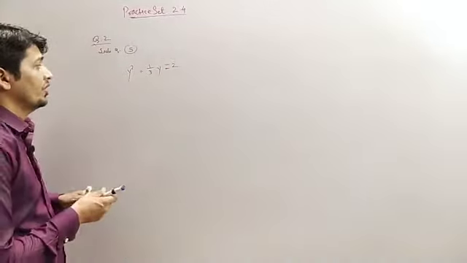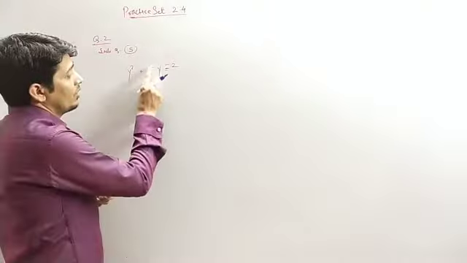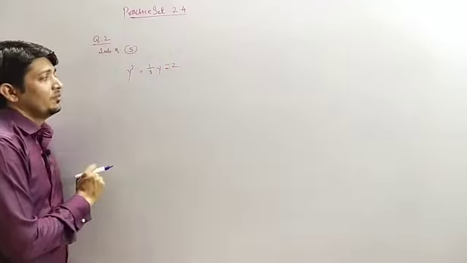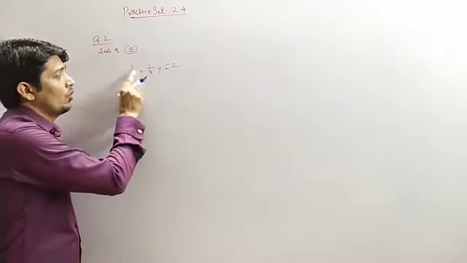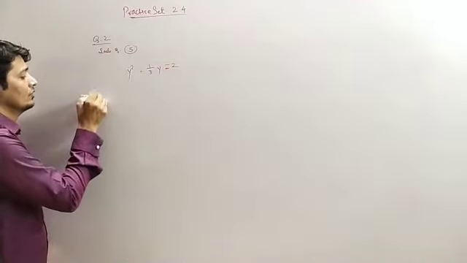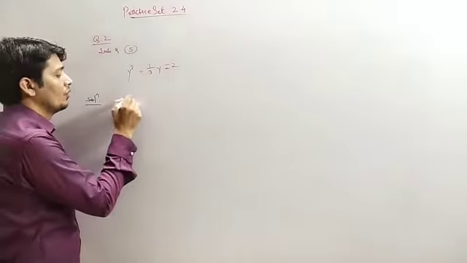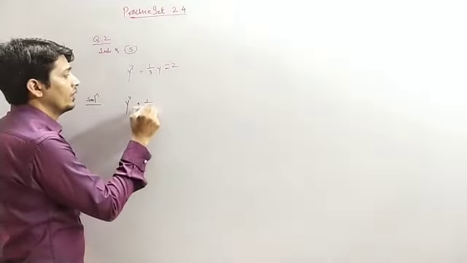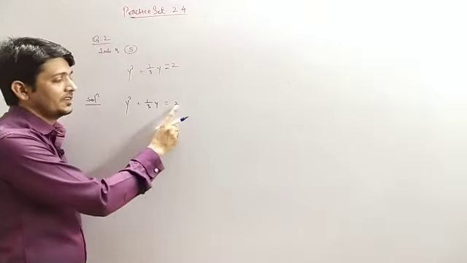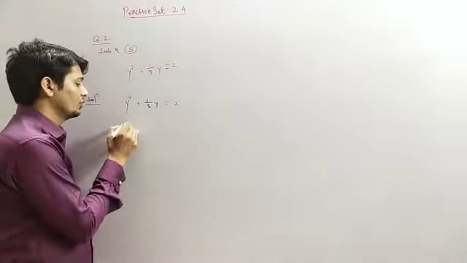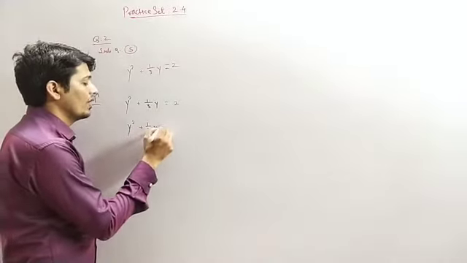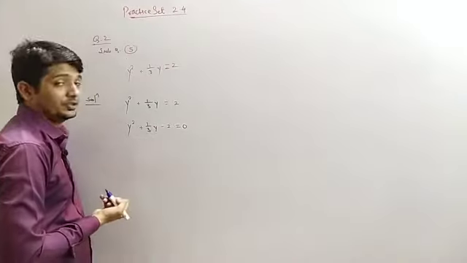So here 1 by 3 is given. Can we convert this 1 by 3 by multiplying the whole equation by 3? So we have to solve first. Solution. See, we have y square plus 1 by 3y equals 2. So we have to transfer this 2 to the other side. So what will we get? We will get y square plus 1 by 3 of y minus 2 equals 0.